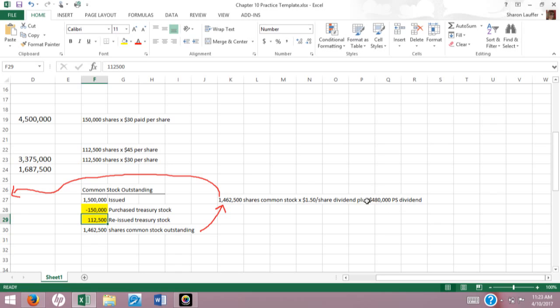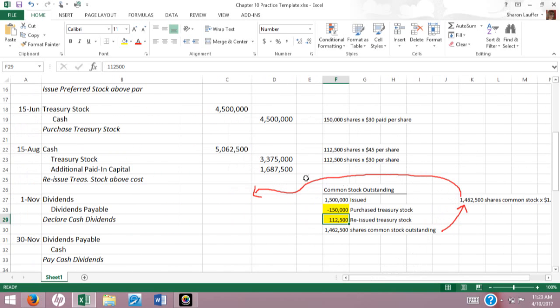But we also have to remember to add in that $480,000 of preferred stock dividends. So multiply out your common stock to find your dividend, add in your preferred stock dividend, and that amount is going to go over here in dividends. So that, if we do the math on that, is $2,673,750, and that goes in dividends. And we didn't actually pay those dividends yet, so we have a liability for that amount. So we're going to record that in dividends payable.